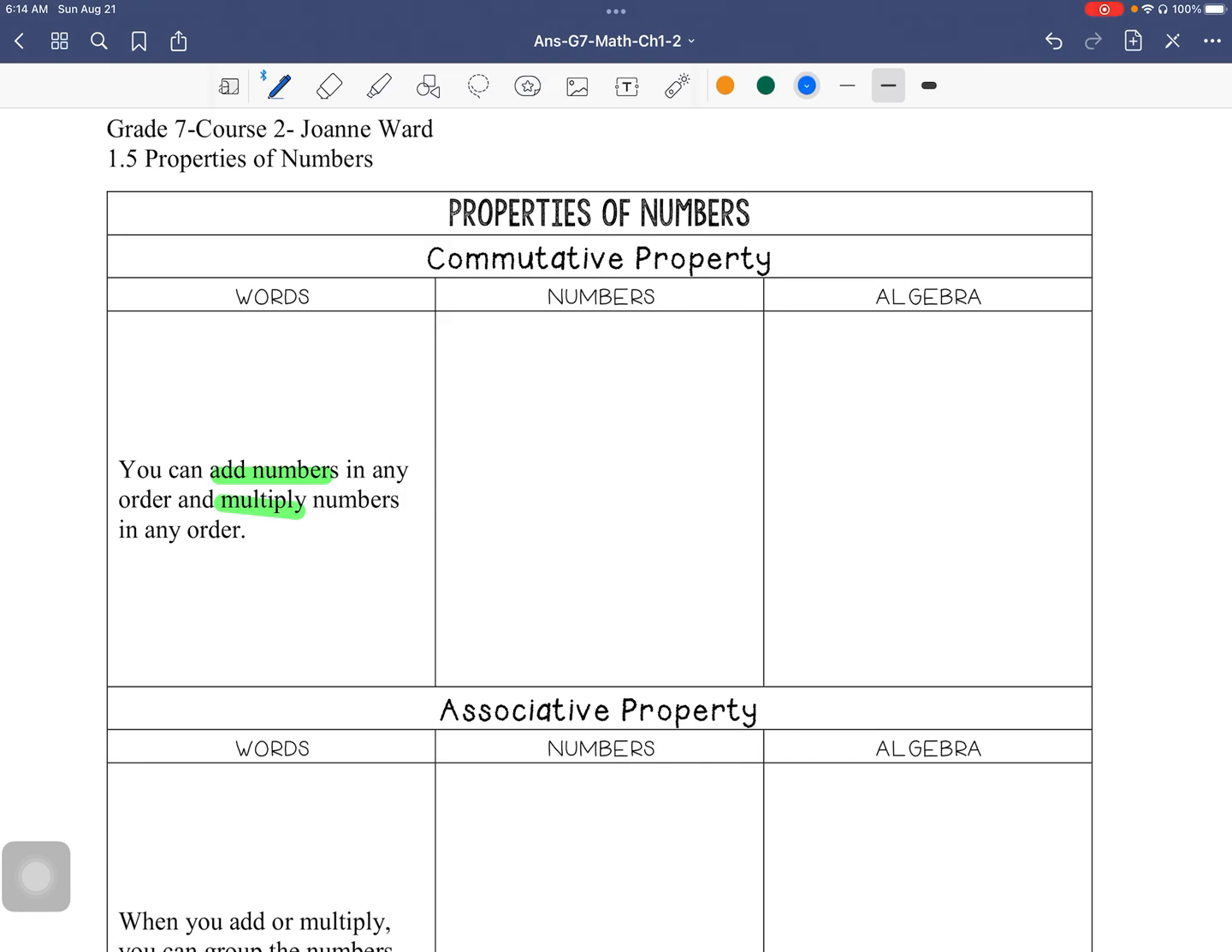So how about numbers? Numbers is like 3 plus 8 equals 8 plus 3. And then 5 times 7 equals 7 times 5. So for algebra, A plus B equals B plus A. A times B equals B times A. So that's addition and multiplication.